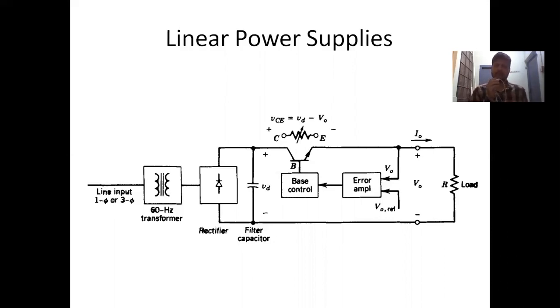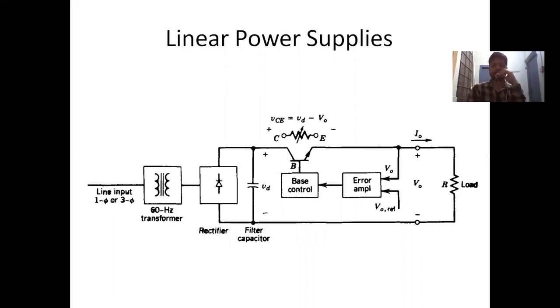A more advanced linear power supply you can see on the screen. Here you have a single phase or three phase line input. If you have a single phase supply, of course, your capacitor size will increase. If you have a three phase supply, your capacitor size will be lower. Single phase supply, you use a single phase rectifier, and three phase supply, you use a three phase rectifier so that the ripple content is lower and a smaller capacitor can filter it out.